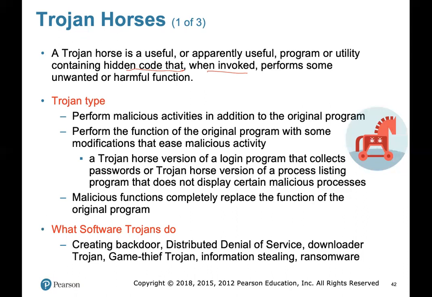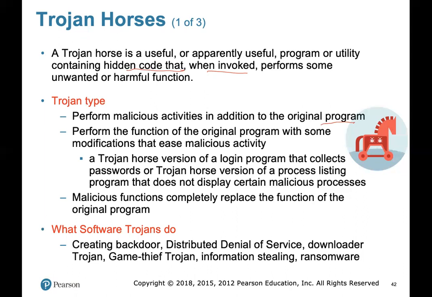Okay, how a Trojan horse may work. Here I put the types of Trojan horses. An attacker may consider three different ways. The first approach is that a Trojan horse performs its malicious activities in addition to the original program. What does this mean? It means that once the infected application that has the Trojan in it is being downloaded on your computer or the victim's computer.